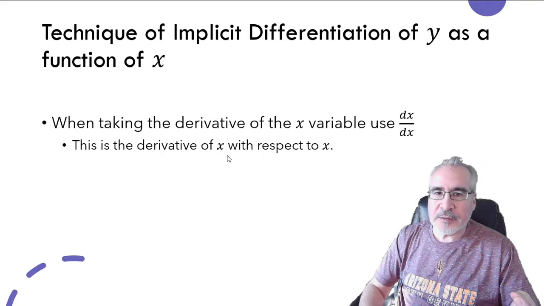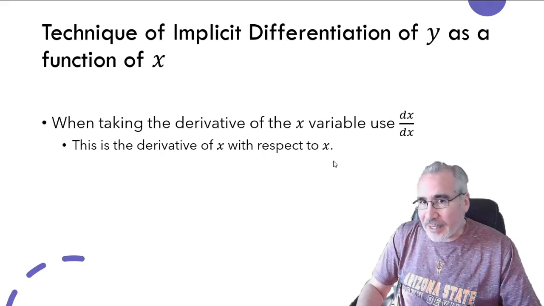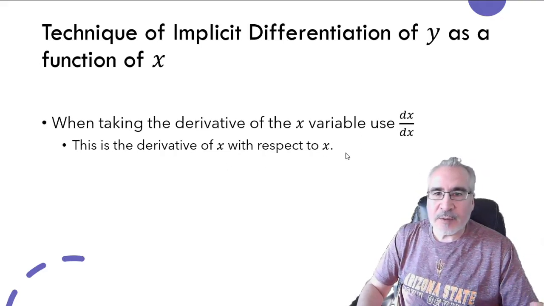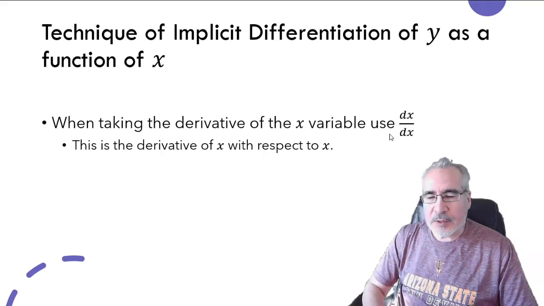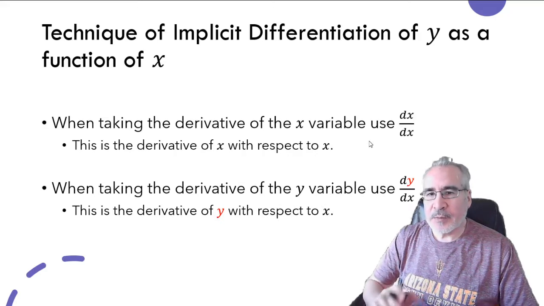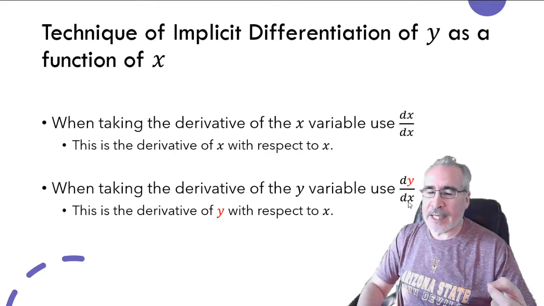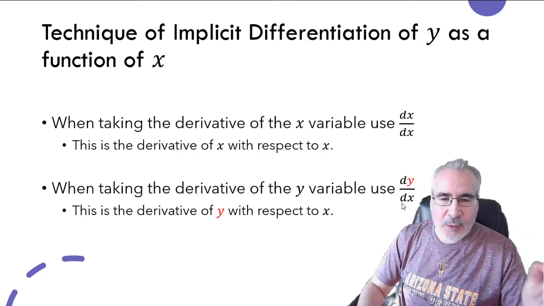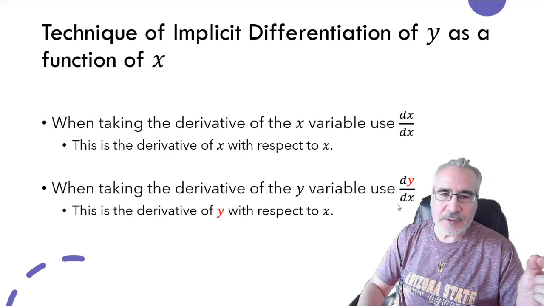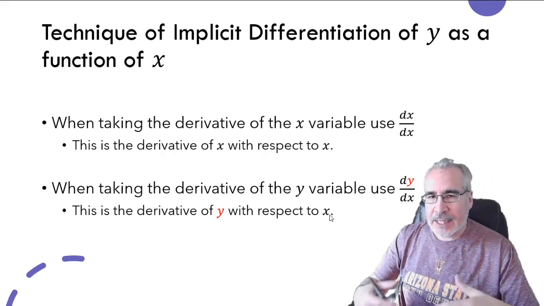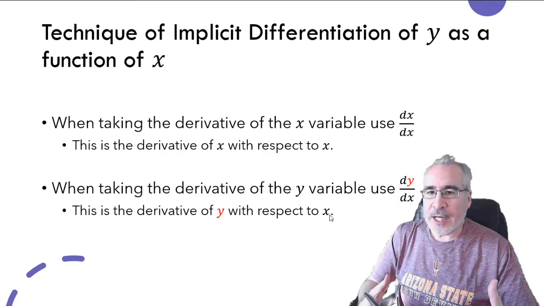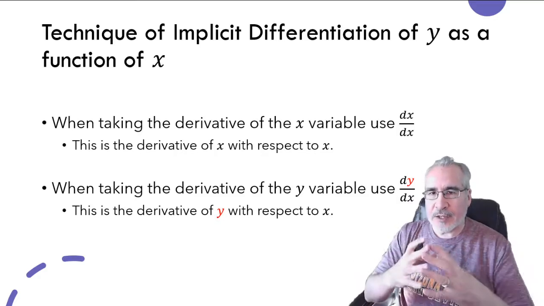So when you take the derivative of x with respect to x, what does that mean? Well, we just take the derivative like we've been doing with x and we put this little marker. The reason we put that little marker is because when we take the derivative of the variable y, we're going to put the marker dy dx, because that's going to show us that that is the derivative we're looking for. So this is the derivative of y, but now with respect to x. And this is actually what we've been doing all along.